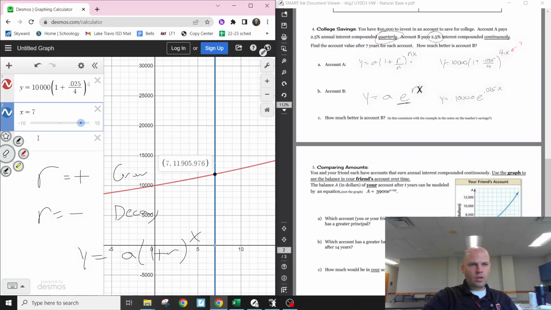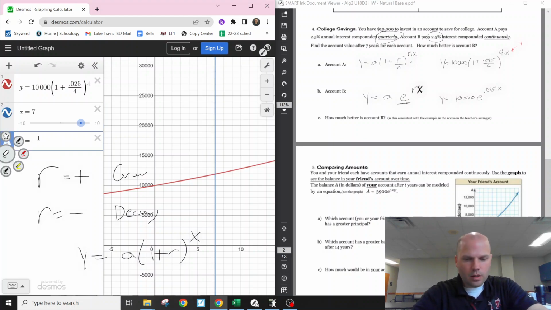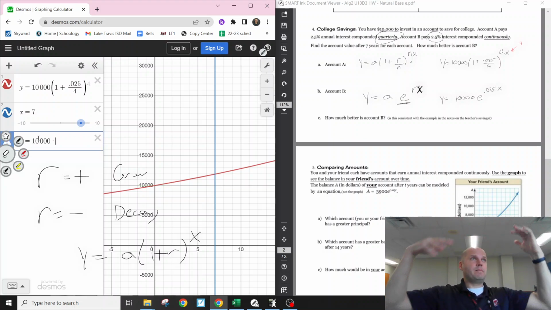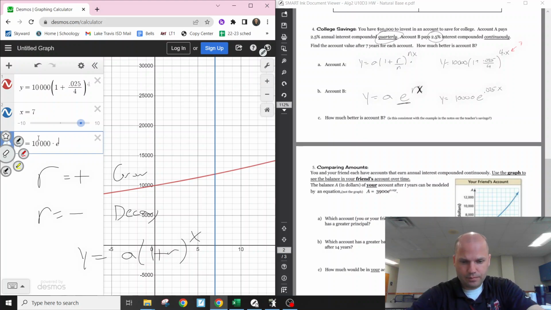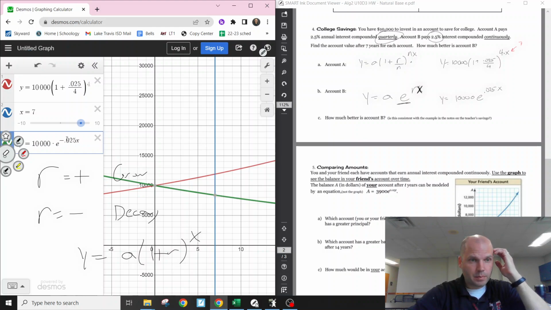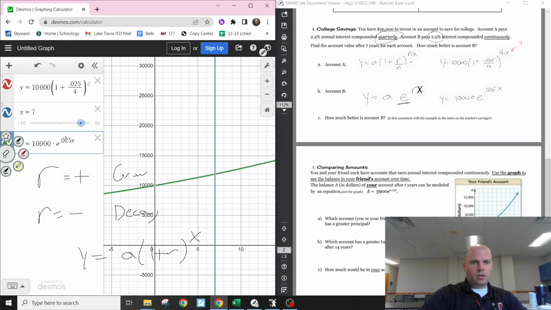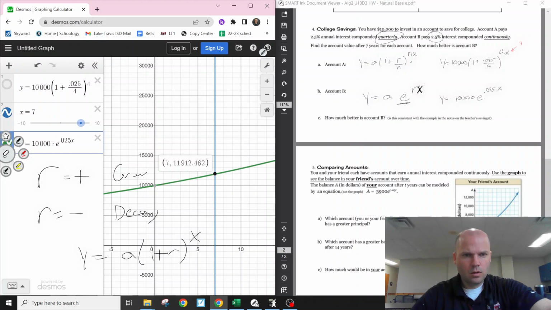$11,905. But if you were compounding this continuously, so I give you 0.025 divided by infinity, so that small decimal, but an infinite amount of times. Oops, it should be a positive. This is what I get. Now you can see it's almost the same amount, but we'll get a little bit more with the green one than the red one. 11,912 when plugging in 7.